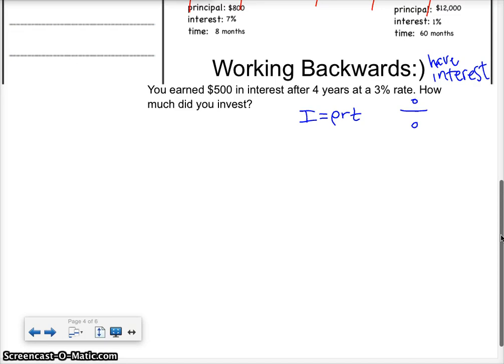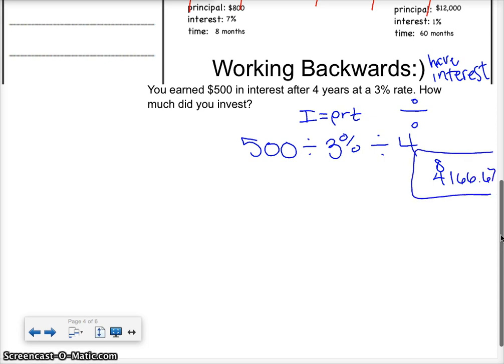So you take your answer, 500, divided by your principal, I don't know. I find it out after I do all this division. Divided by your interest rate, divided by your 4. And it will tell you 500 divided by 3% divided by 4 equals 4,166. And you better write 67 cents.